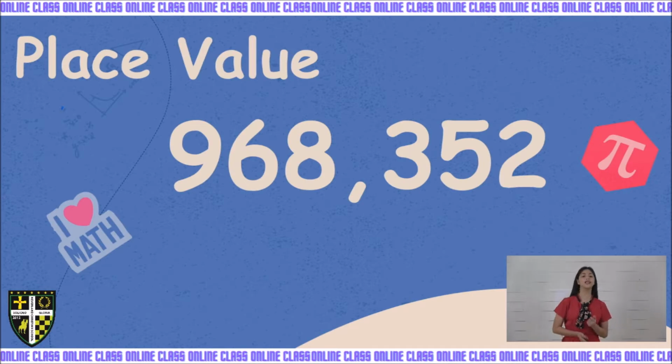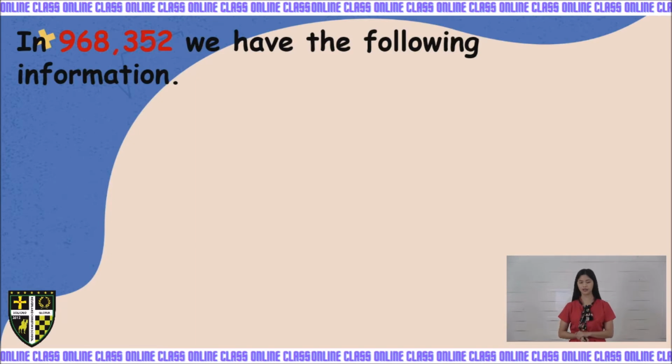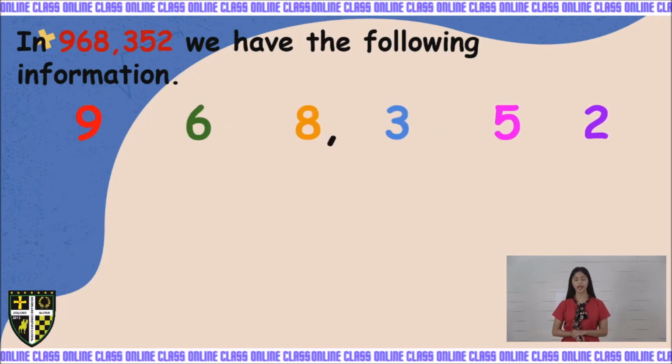Now, let's use a number for you to understand it. Using the number 968,352. Can you repeat it with me? 968,352. So, we are going to start at the first number on the right side, which is the number 2. Like what I've told you, the first number from the right side has the lowest place value.